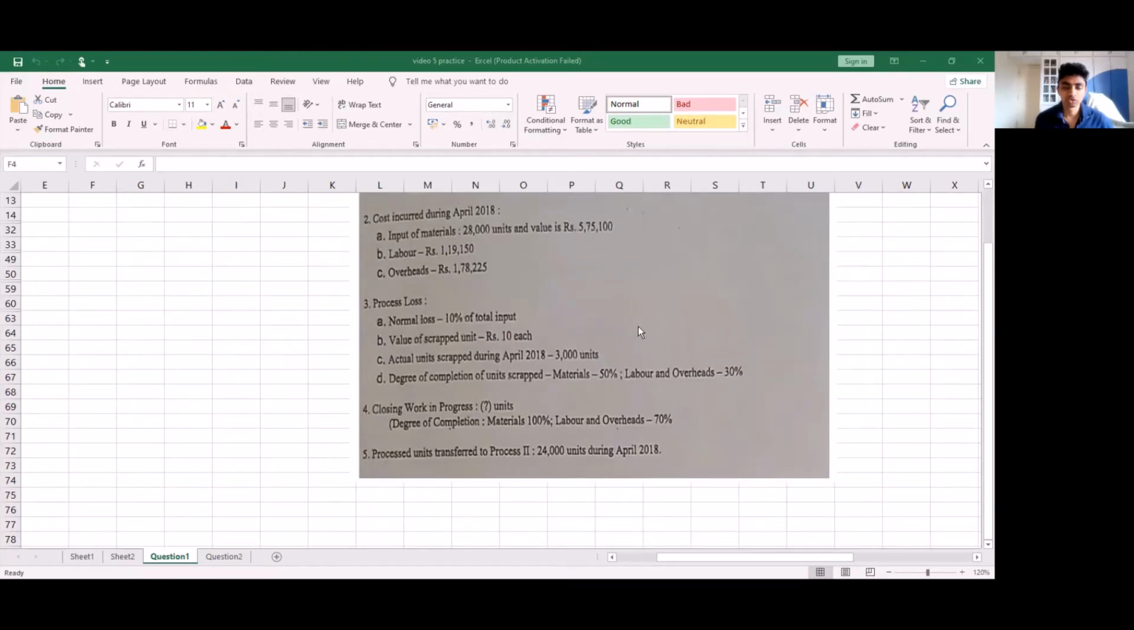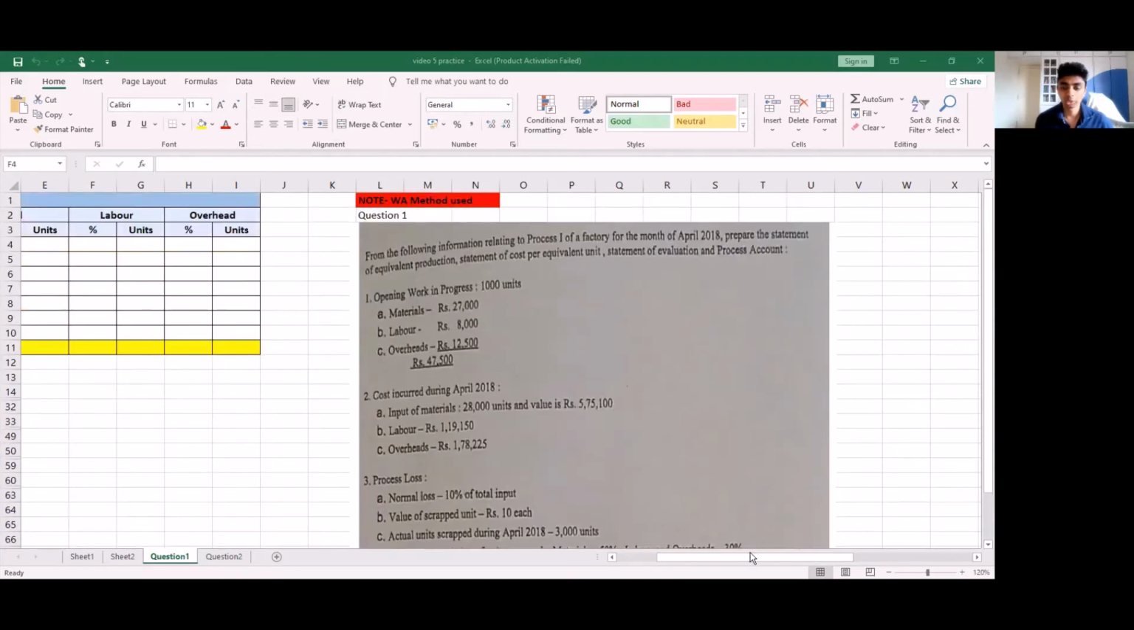Degree of completion of units scrapped, materials 50%, labor and overheads 30%. Closing work in progress units is not given. Degree of completion, materials 100%, labor and overheads 70%. Processed units transferred to process 2, 24,000 units during April 2018.